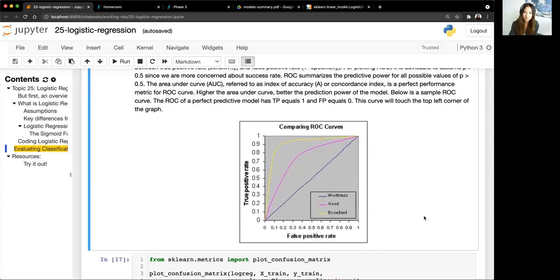An ideal ROC curve fits perfectly around the top left corner.